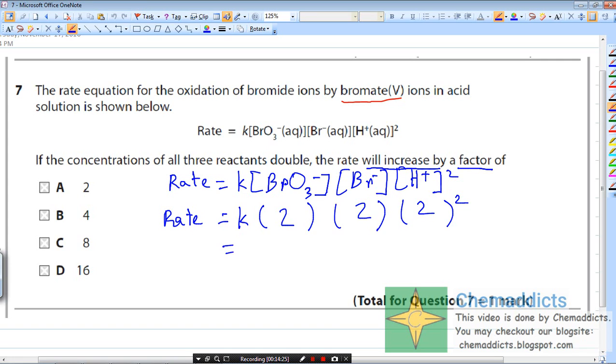Now we are going to write this: 2 to the power 4. So finally we have got the answer 16k. Since k is the constant, we leave it like that. So D is the answer to this question, that is 16. That is how we find the factor by which the rate will increase if all three reactants are doubled. That is how we deal with this problem.